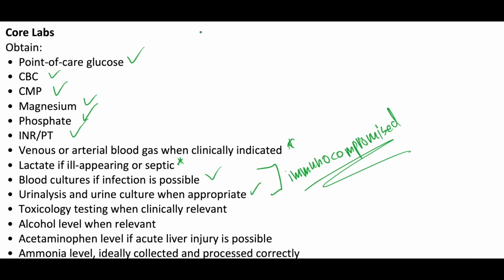So not to say you have to get a UA and blood cultures on every hepatic encephalopathy, but gosh, pretty close, right? Especially for those grade 3 and grade 4 hepatic encephalopathies who can't give you a dependable history, very low threshold to get that infectious workup.